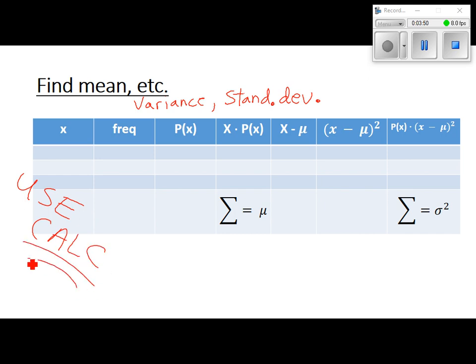For some reason, Daniel over here can't remember how to use his calculator to find it. Then either he's going to be out of luck or he's going to have to use the chart.